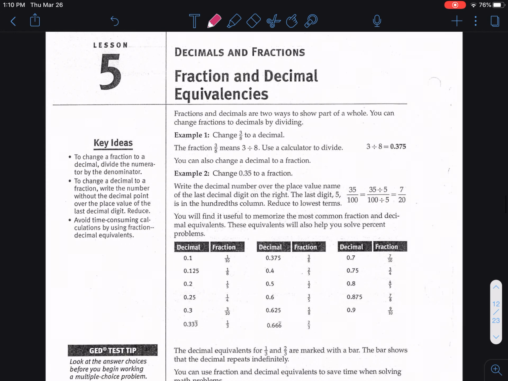Okay guys, here we are. We're on lesson 5. Still on decimals and fractions. We're talking about decimals and fractions, fraction and decimal equivalents.